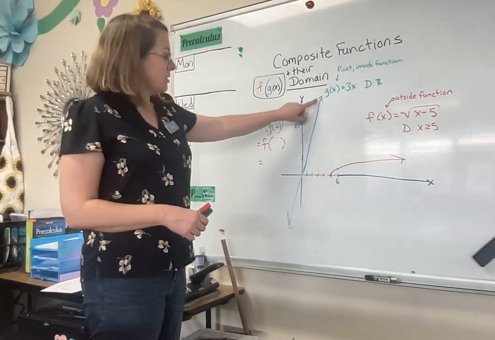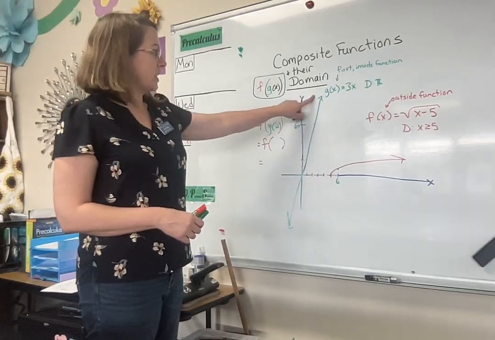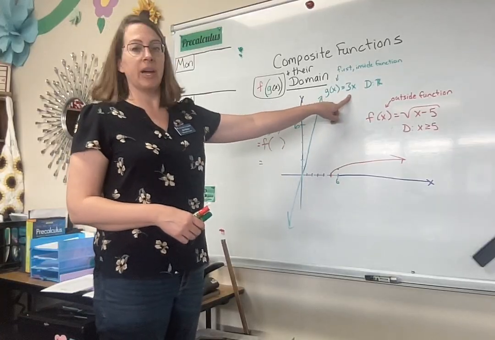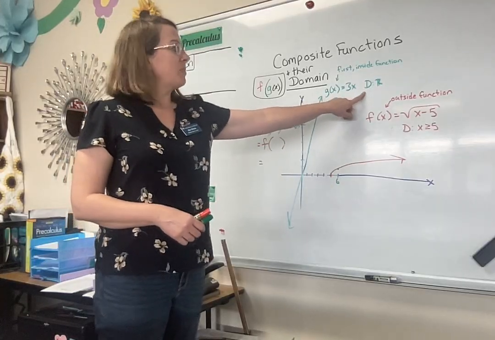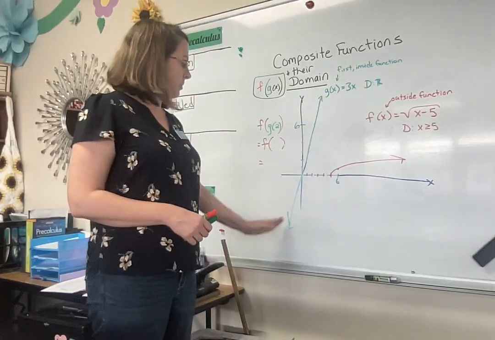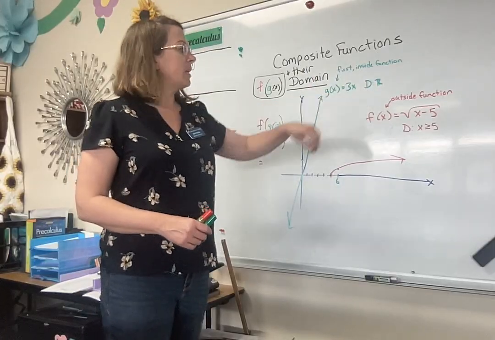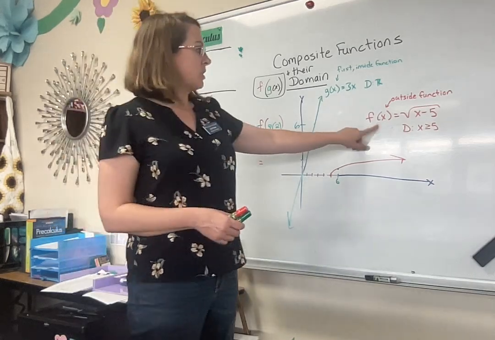So if this is our g of x function here, it's a straight line. It has a steep slope of 3, so g of x is just 3x. And it has a domain of all real numbers. It goes all the way to the left and all the way to the right. There's no domain restrictions. Now we're also going to have another function called f of x.